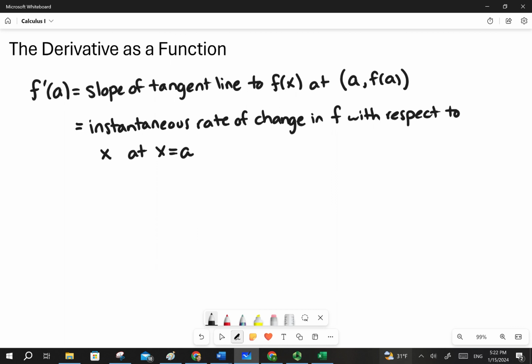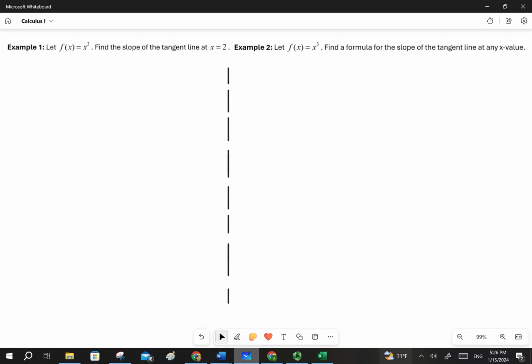But why limit ourselves to a single x value? The algebra we went through to calculate these derivatives would have been virtually identical even if we had done it for any x value. To show what I mean, let's compare two examples. For example 1, let f of x equal x cubed and find the slope of the tangent line at x equals 2. For the second example, let f of x equal x cubed, but find a formula for the slope of the tangent line at any x value.